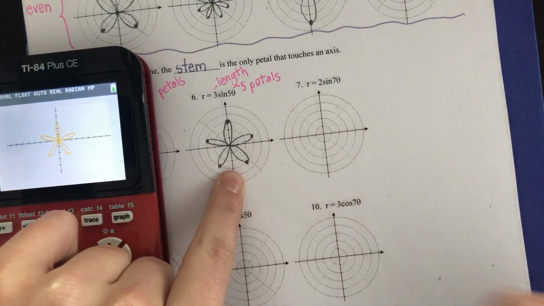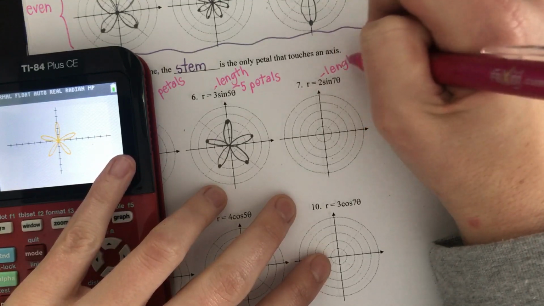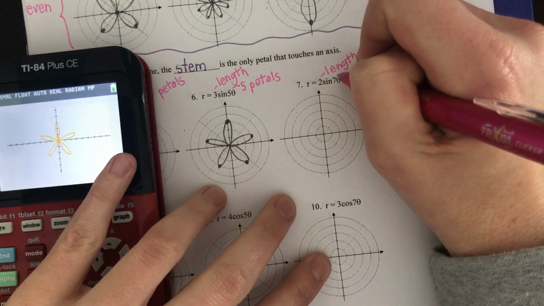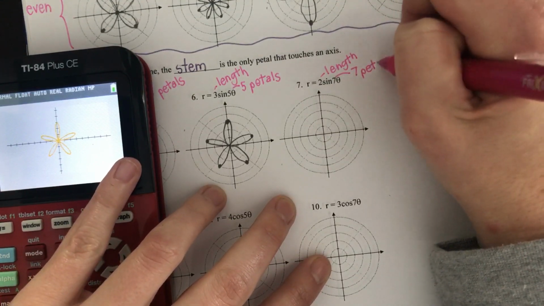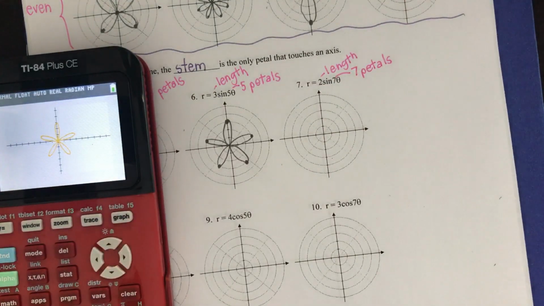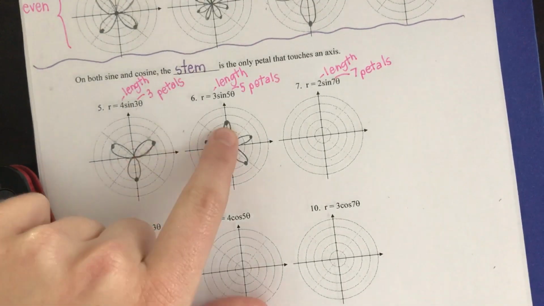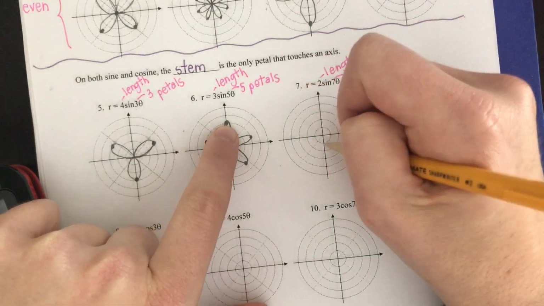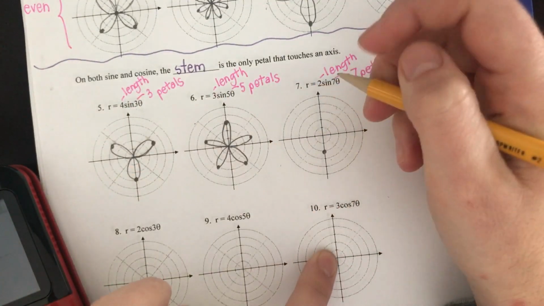So now we're going to hypothesize with this one: length here, 7 petals. Did you notice that the stem on this one was down, and the stem on this one was up? I'm going to hypothesize that the stem on this one is down because we go 3, 5, 7.